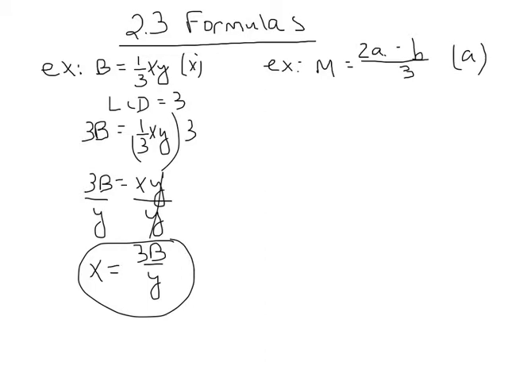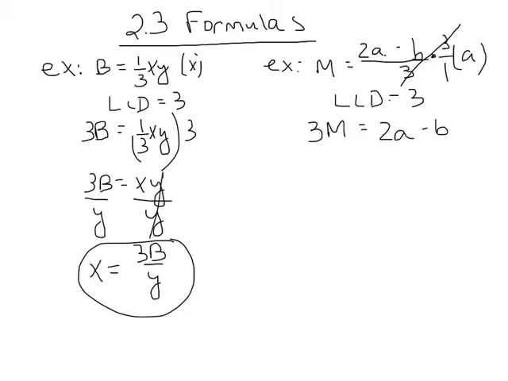In the second example, I'm asked to solve for a. Once again, this problem has fractions, and once again, the least common denominator is 3. Multiplying the left by 3 gives me 3m, and when I multiply the right by 3, I'll write it as 3 over 1. The 3's cancel, and I'm left with 2a minus b.